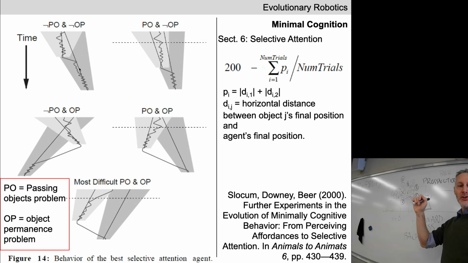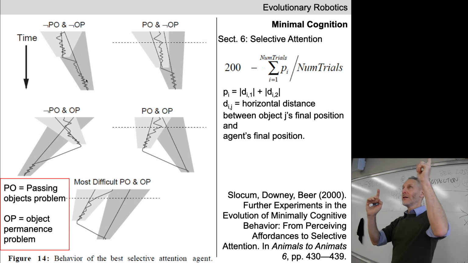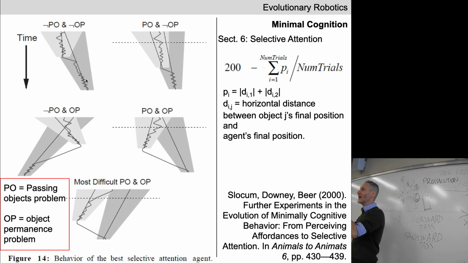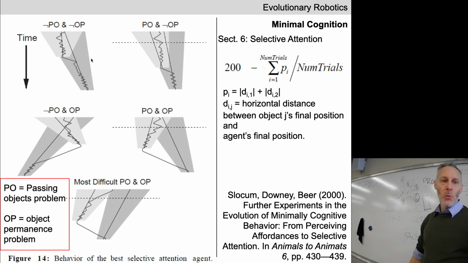And again, it's showing off. You can see the robot moving back and forth directly underneath the object, and then it has plenty of time to capture it. So far, so good? Okay. 1 out of 5 so far. Let's move on to a second trial that's a little bit more difficult. In this case, there's the passing objects problem.